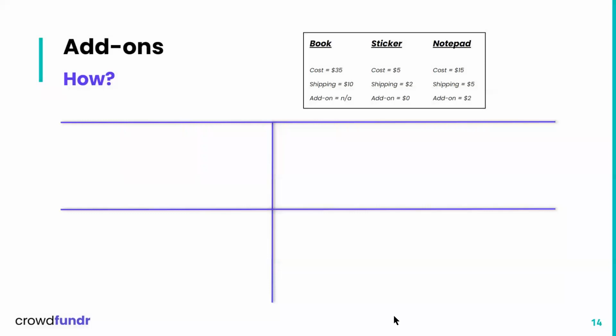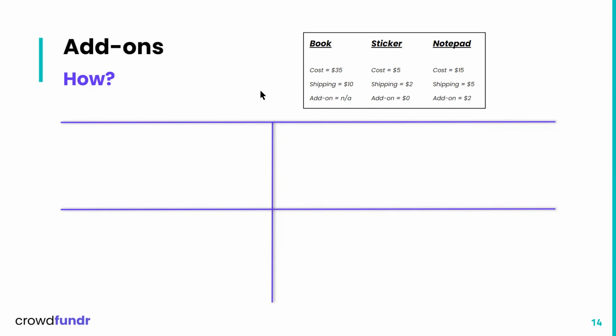So here is my example. We have 3 reward items: a book, a sticker, and a notepad. The book, I'm going to pretend this is a hardcover book. It's $35 for the book, and shipping for that book is $10. There is no add-on shipping price because the weight of the book is significant enough that adding a second one is basically going to add the same amount of shipping, especially if you're in North America.